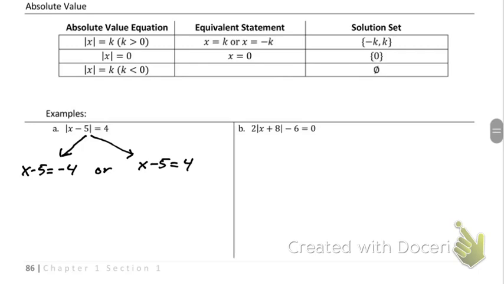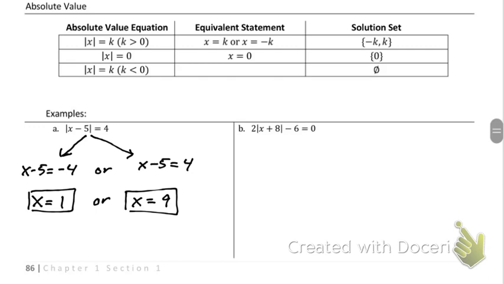For the left-hand side, we'll add 5 to both sides. We'll have x equals 1, or x equals 9. And if you plug those numbers in, if I plug a 1 in here, 1 minus 5 is negative 4. Absolute value of negative 4 is 4. 9 minus 5 is a positive 4. Absolute value of positive 4 is 4.